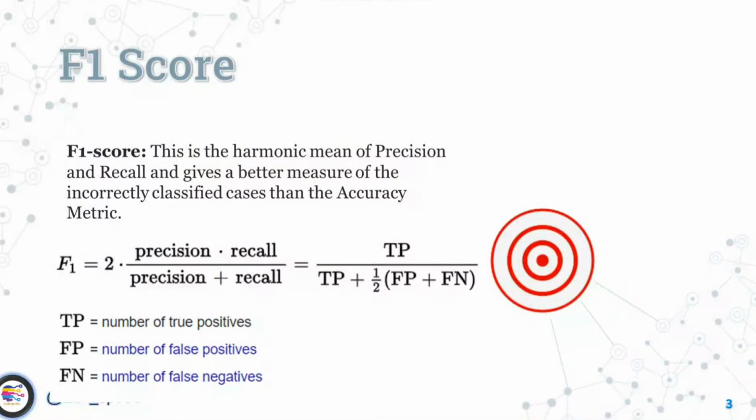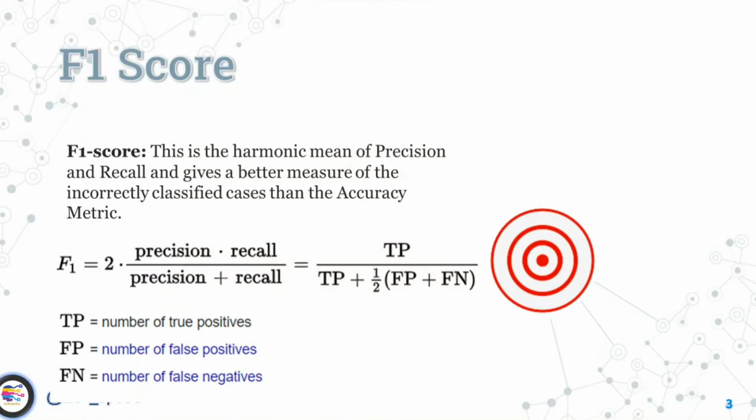F1 score is the harmonic mean of precision and recall, and it gives a better measure of incorrectly classified cases than accuracy metric. If you don't know about accuracy metric and precision recall, I will give the previous video link in the description. So please go through it first and then see what is F1 score.